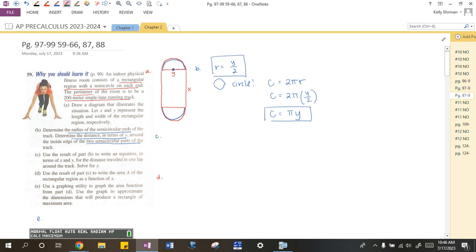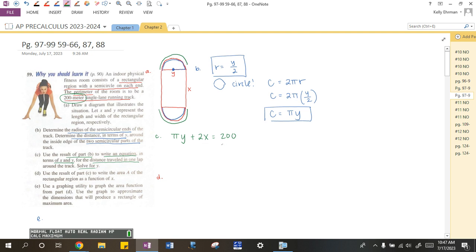So here are the two answers for B. For part C, use the result from part B to write an equation in terms of x and y, so we'll have both variables, for the distance traveled in one lap around the track, and then solve that for y. So we have the distance around the semicircular part already. So we've got pi times y, and if we add to that x plus x, 2x, we know that, remember here, we have 200 meters. So this equation should be equal to 200. So this is a perimeter equation of this shape here. And then it says solve this for y.